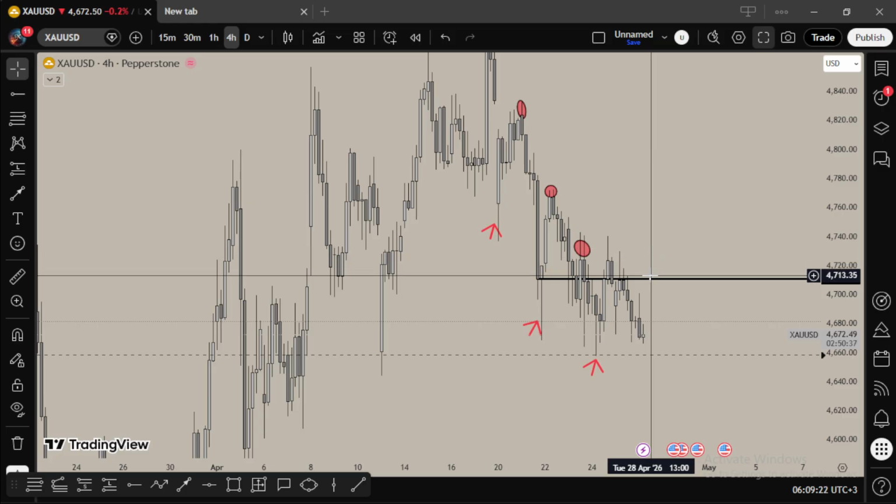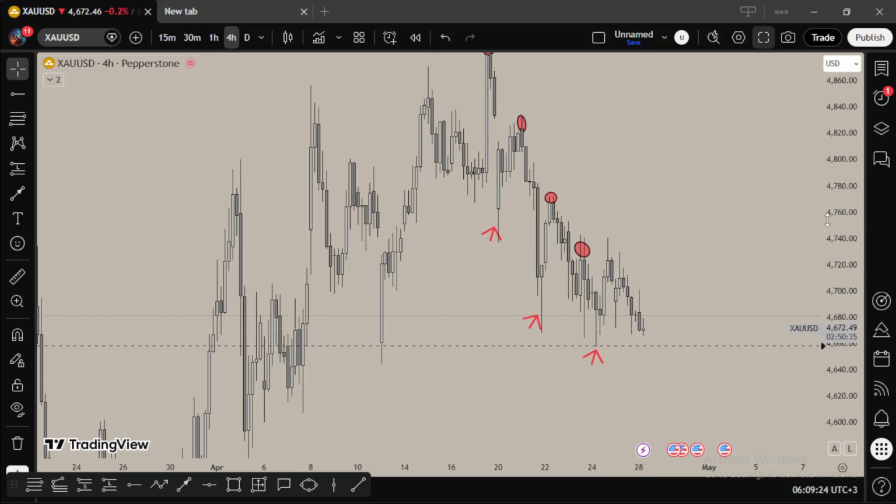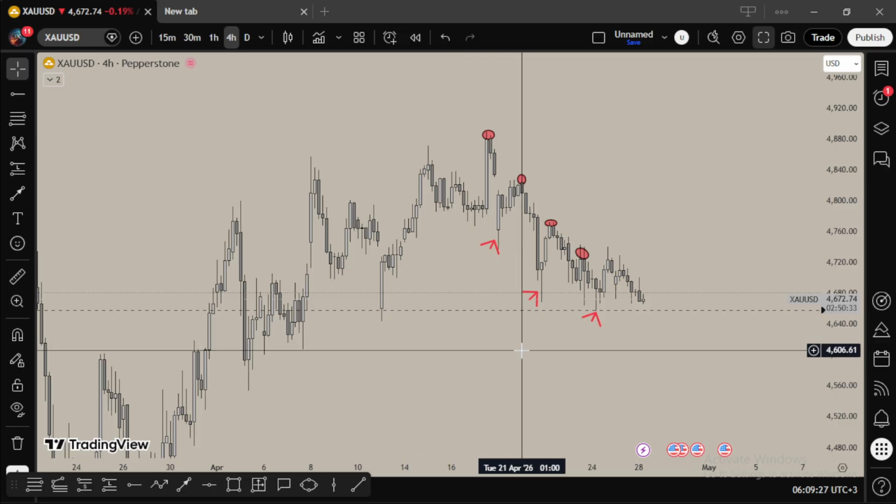Now let me delete that. The reason why I've placed an alert at this area, guys, please do not incorporate the daily time frame in your strategy.